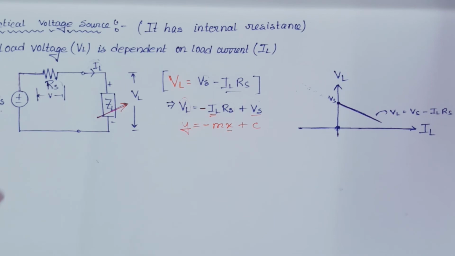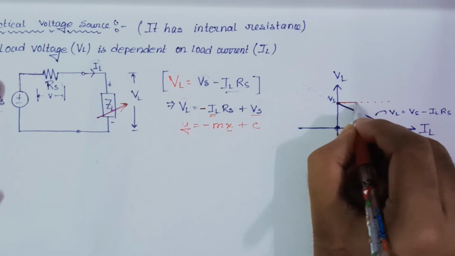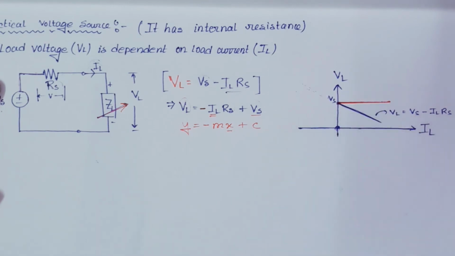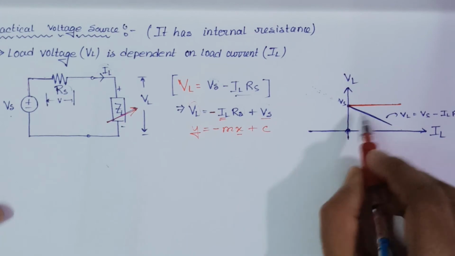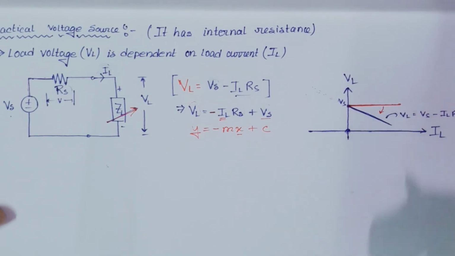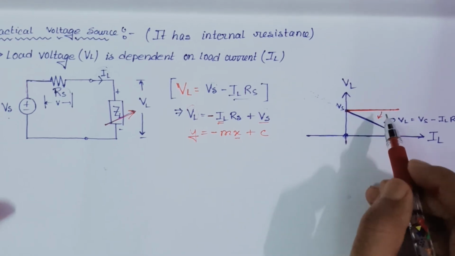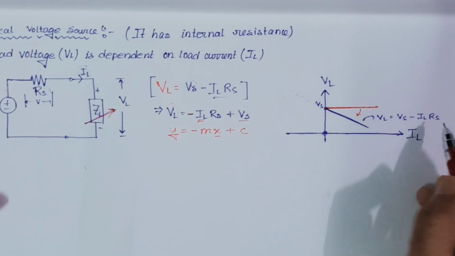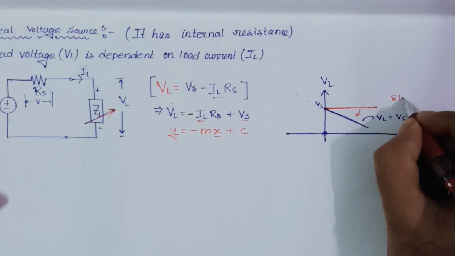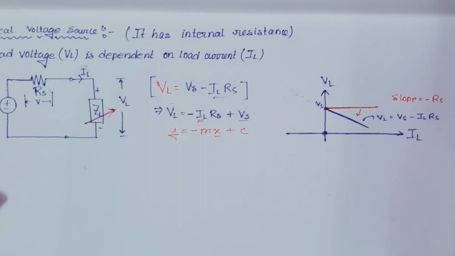And now tell me, what was the characteristic curve for the ideal voltage source? It was like this. Why? Because the value of load voltage was constant. So now just see, in case of a practical voltage source, this curve is deviated. In case of an ideal source, the slope was 0, but in case of a practical voltage source, it has some negative slope, which is minus Rs.